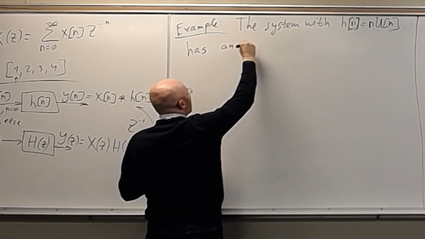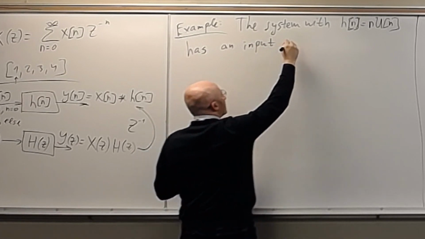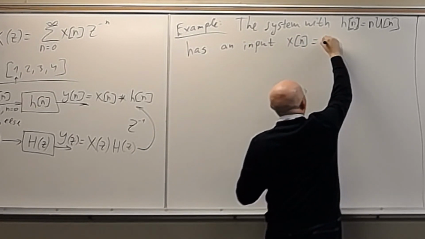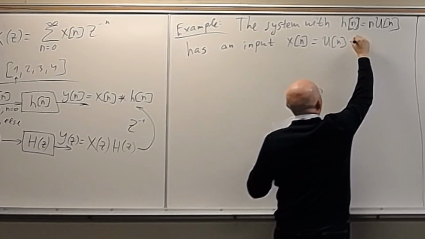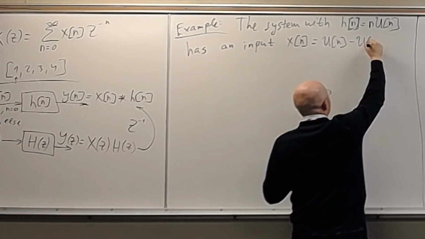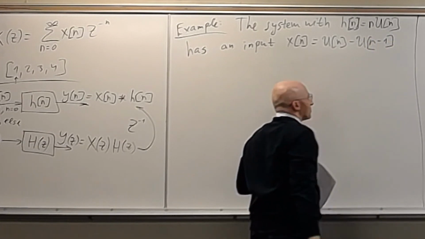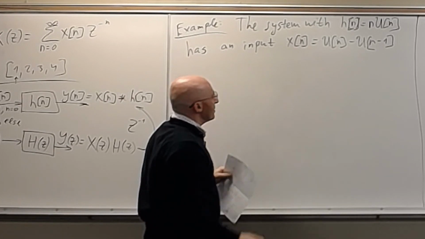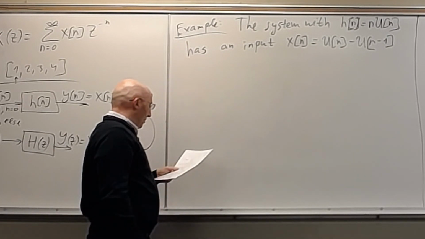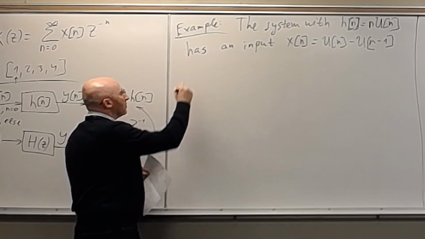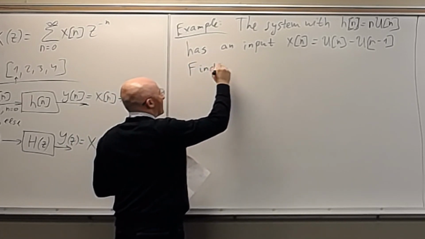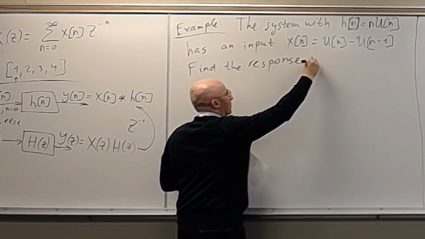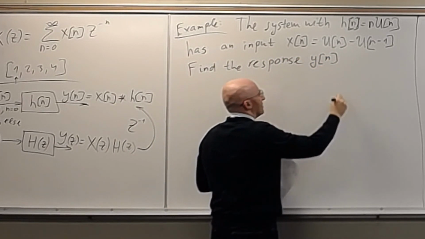As an input, x of n equals u of n minus u of n minus 1, which is a rectangular pulse in time. Two samples, basically. Okay? Find the response y of n of that system.